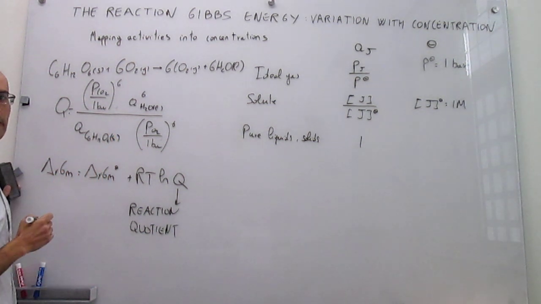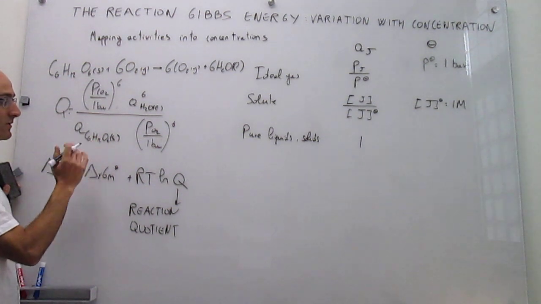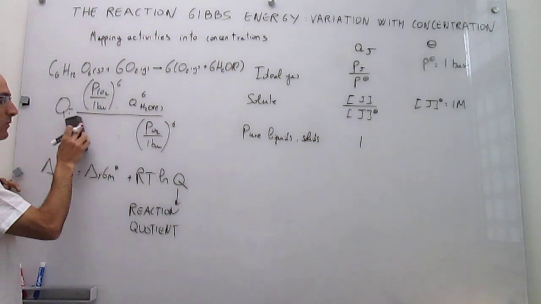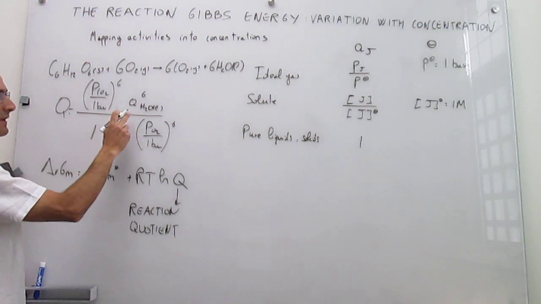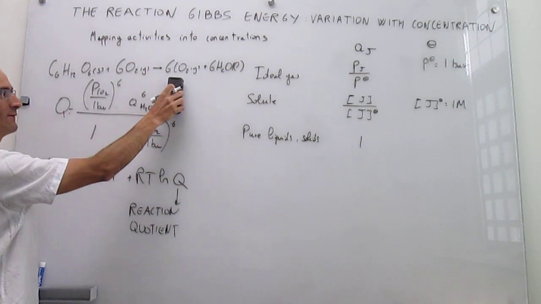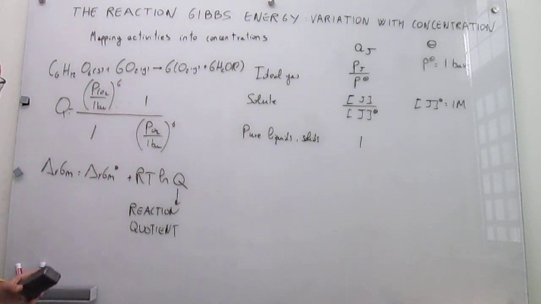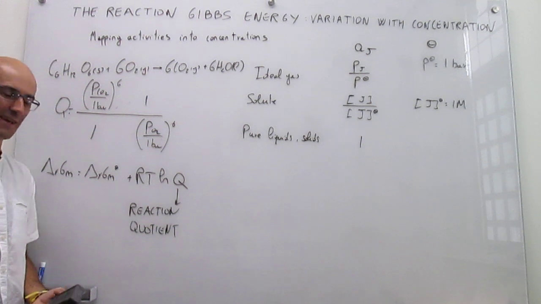But notice that these are now pure. For this solid, the activity is simply 1, and for that liquid, there's no other liquid in the reaction environment. Water is the only liquid that you form. That means that the liquid is pure, and that means that the activity for that is simply 1. So that's a really simple reaction quotient that you find in this case.